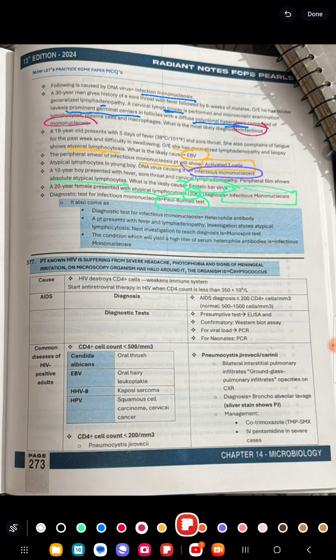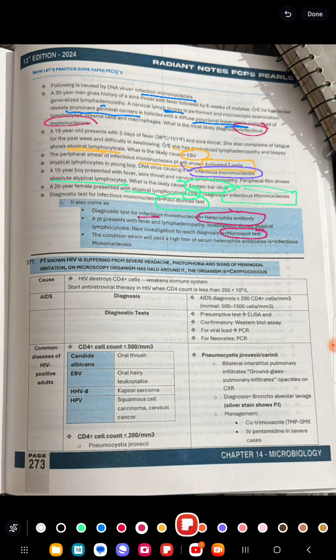Now, the diagnostic test for infectious mononucleosis is Paul Bunnell's test. It also comes in exams as: the diagnostic test for infectious mononucleosis is heterophile antibody. The next, a patient presented with fever and lymphadenopathy. Investigation shows atypical lymphocytosis. The next investigation to reach the diagnosis is the monospot test.